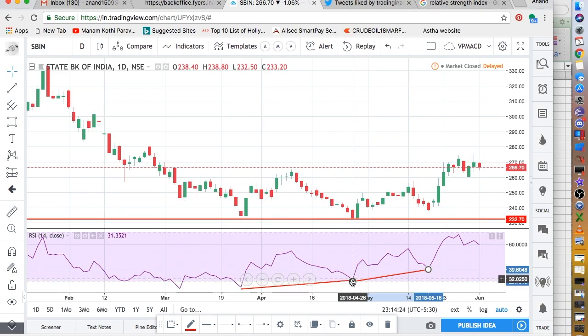So I would technically look at these two closings as a strong closing, because I see RSI moving up, and then boom, what happens? The next day it opens gap up. So there is strength, and it comes down, but again when you see the price, it's around 238. But again, the RSI closing is very strong.